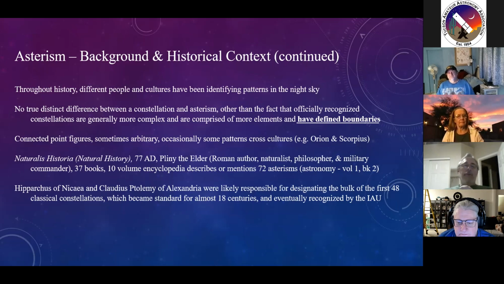Similarly, Hipparchus of Nicaea and Ptolemy of Alexandria were likely responsible for designating the bulk of the 48 classical constellations, which were pretty much standard for almost 2 millennia, for 18 centuries. And ultimately those comprised the bulk of the northern constellations that were officially recognized by the IAU, with modifications. And of course, here again, not just the patterns or the figures, but more so the boundaries of those various constellations.